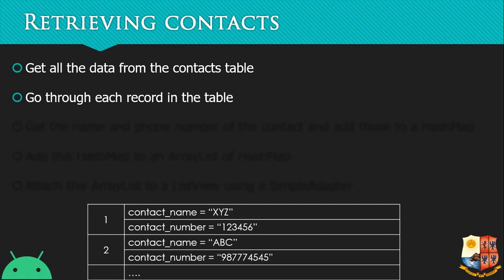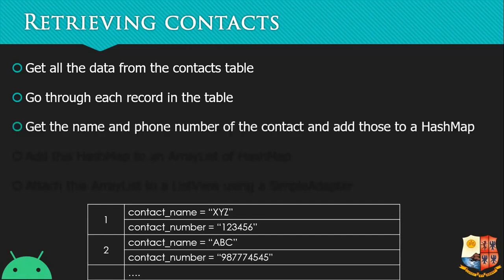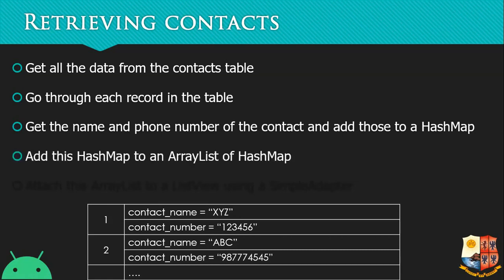I only want the name and the number. So my third step: get the name and the phone number of the contact and add those to a hash map. That will be my third step, in a loop. Please note why I am saying in a loop: because I said go through each record in the table. While you're going through each and every record in the table, get the name and phone number of the contact and add them to a hash map. And what's my next step? Add that hash map to the array list.